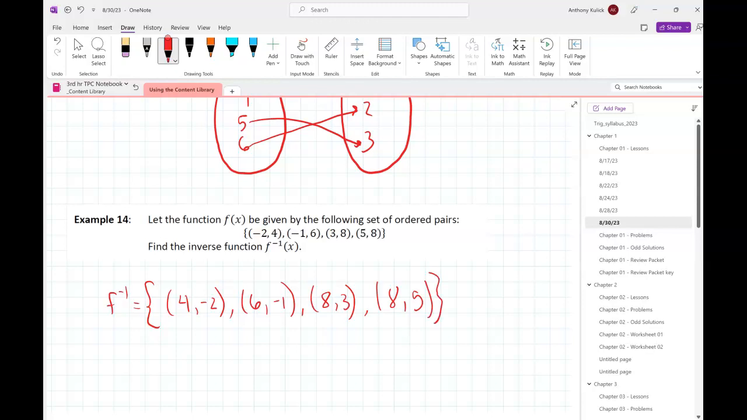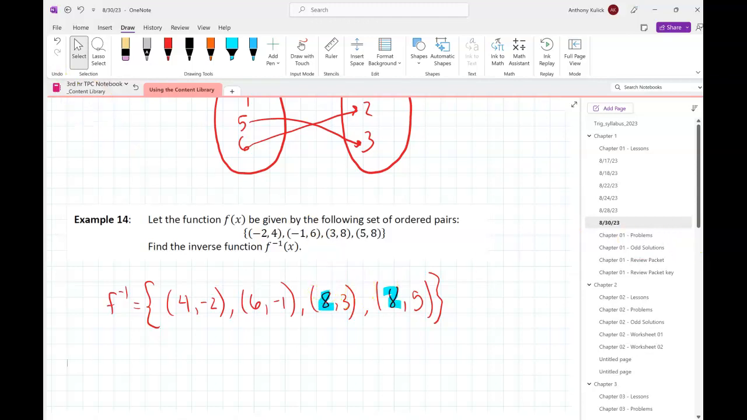Perfect. Is this a function? Why not? Yeah, I have an x coordinate used more than once. So right away I'm going to notice that not every inverse is going to be a function. Good, okay. At some point, we would like to be able to predict when that's going to happen, but we're not quite ready to talk. Oh, I guess we are going to talk about that right next.